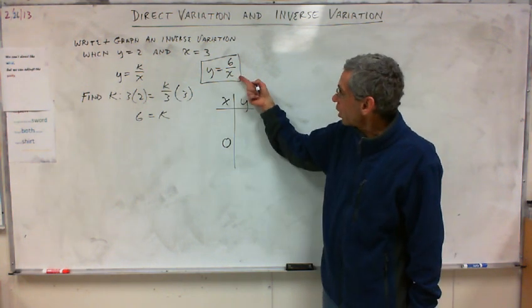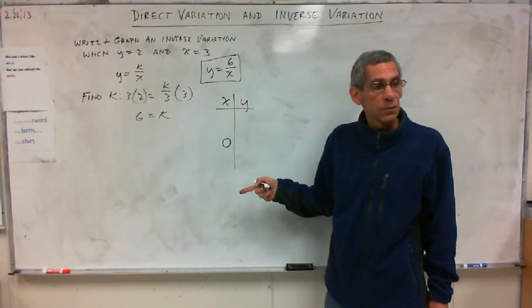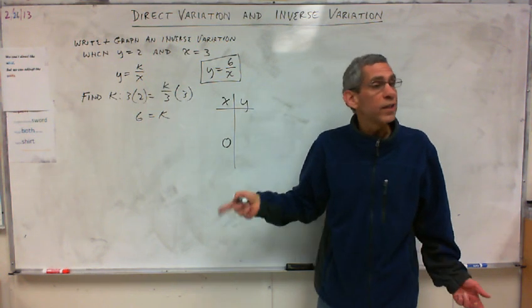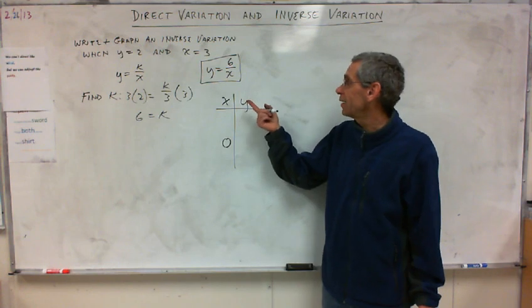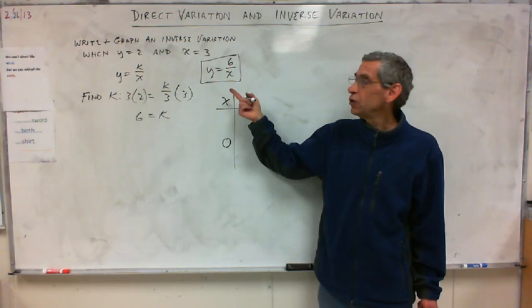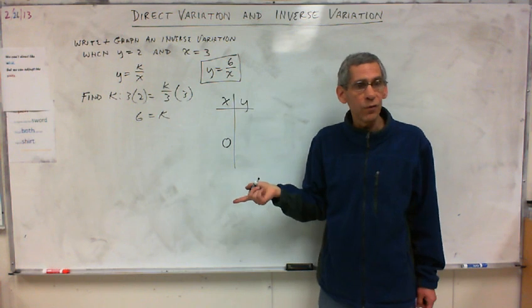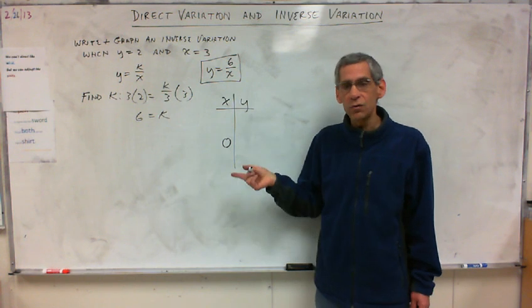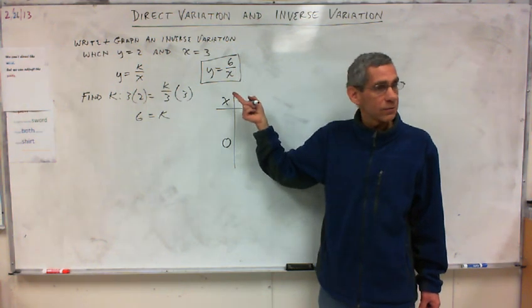So you get to choose your x's, always. So choose x's that are easy. Don't choose like 4. Because if you choose 4, you have 6 divided by 4. Who the heck knows what 6 divided by 4 is? And how are you going to graph that? That's too hard. Choose things that divide evenly into 6, right?